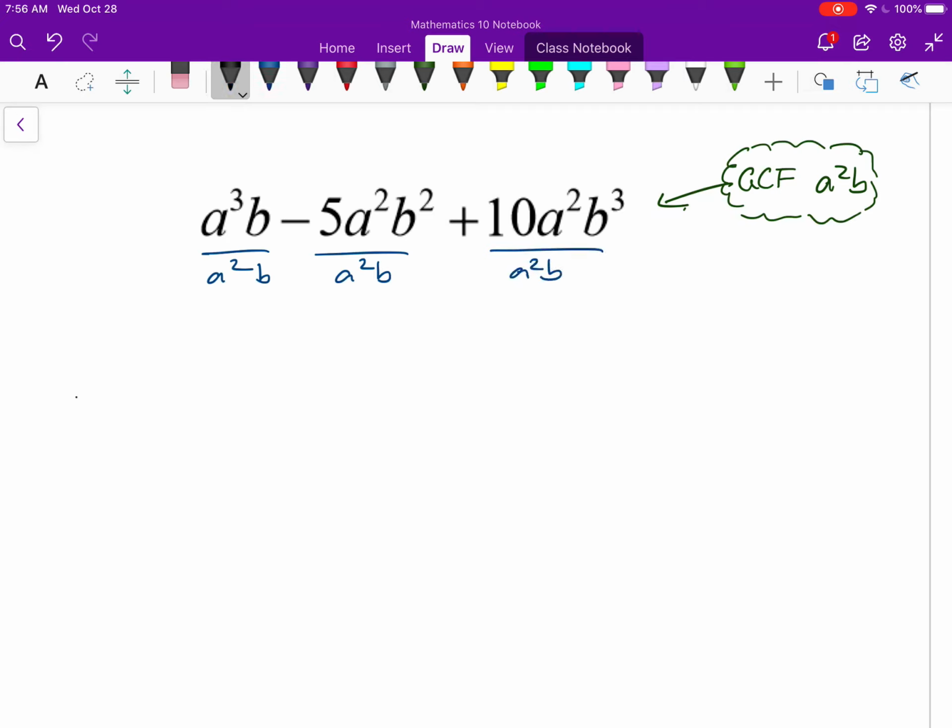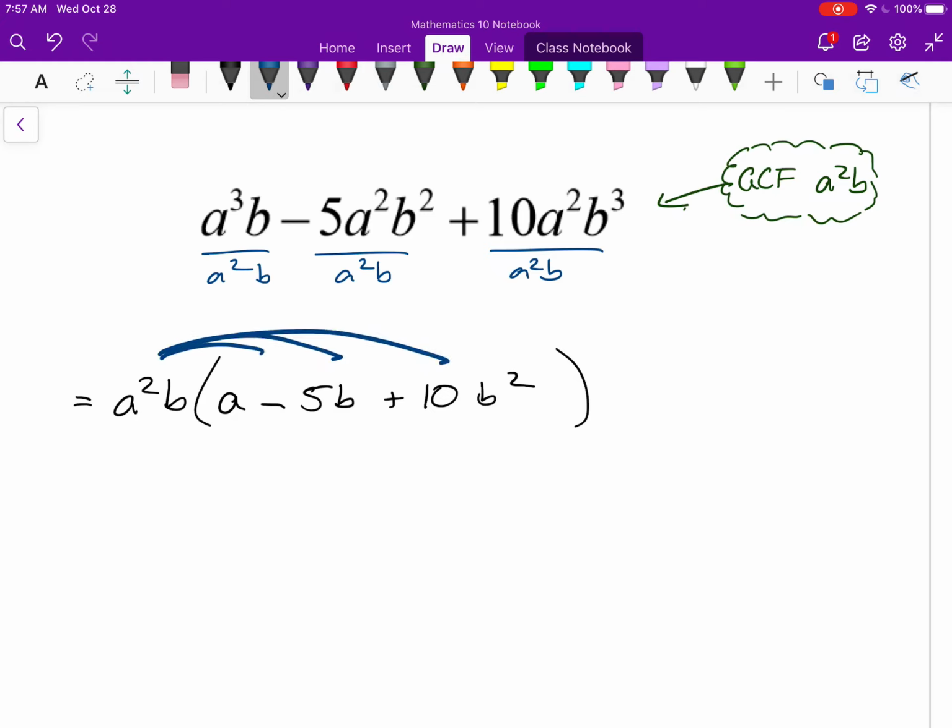And so if I pull out that factor of a squared b, what's left? Well, in the first term, I have a cubed divided by a squared is just a, and the b's cancel out. Minus 5, and all that's left is 5. Minus 5b, because a squareds cancel out. Plus 10, my a squareds cancel out, and I have just a b squared left. And again, like I keep saying, if you're ever unsure if you've done it correctly, go back and multiply, and you should end up with the exact terms we started with.